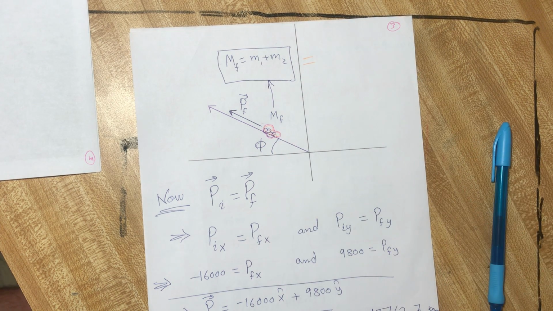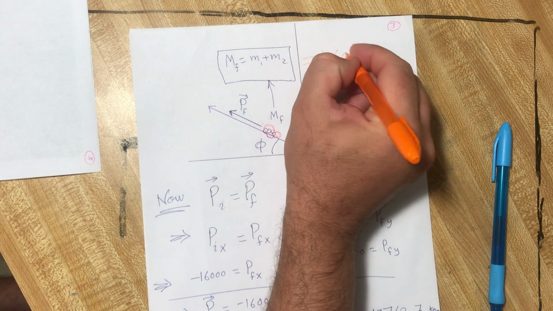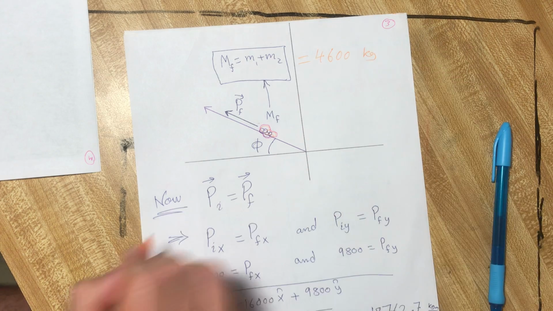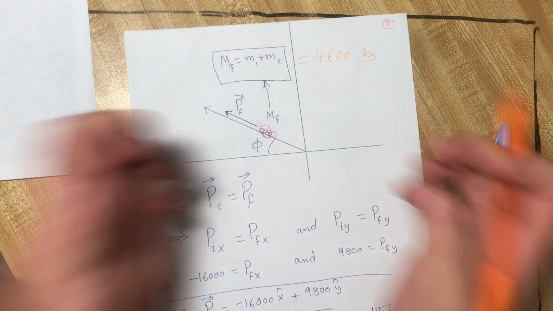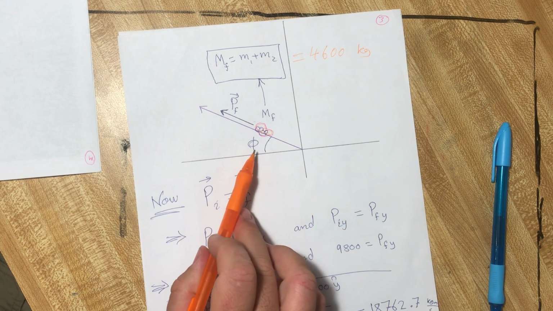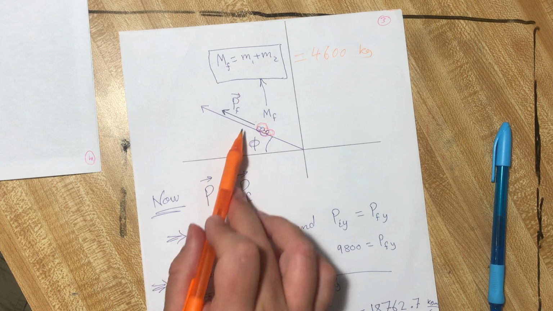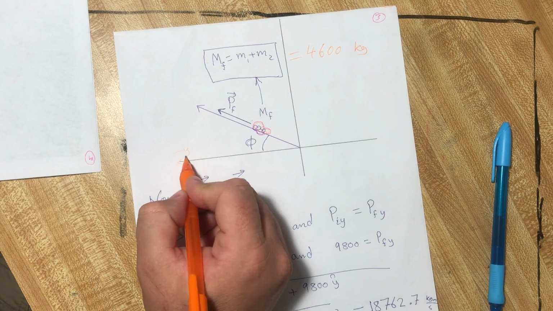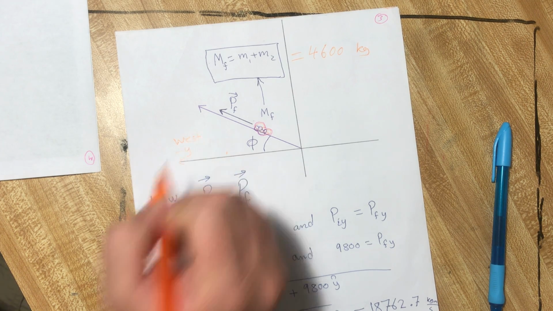46, I think. It will be all together, yes, it is 4,600 kilograms, the total mass. And after they stick together, they move in a direction with phi over the negative y, or north of the west direction.